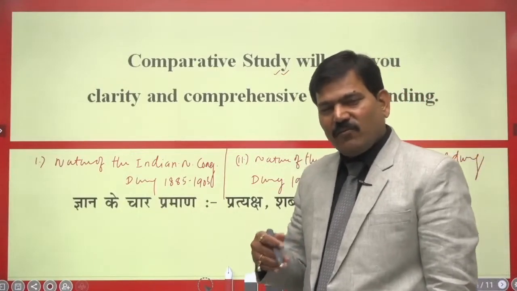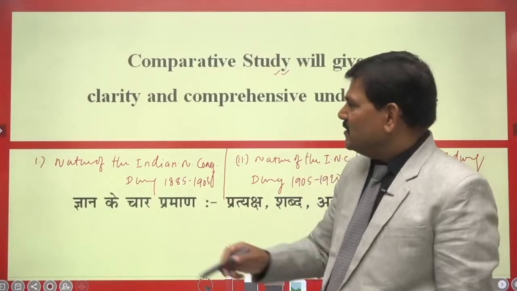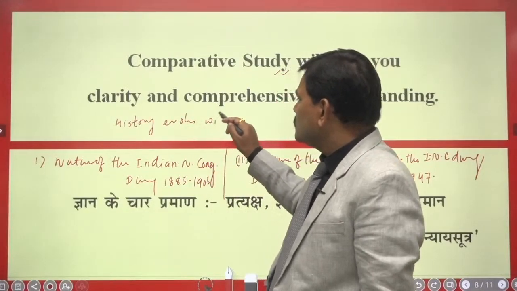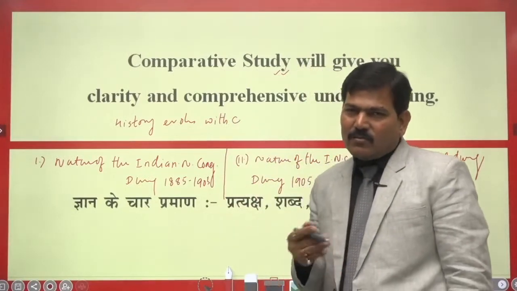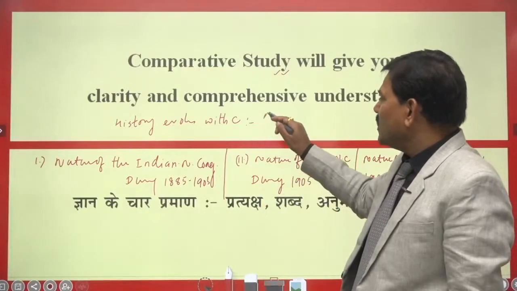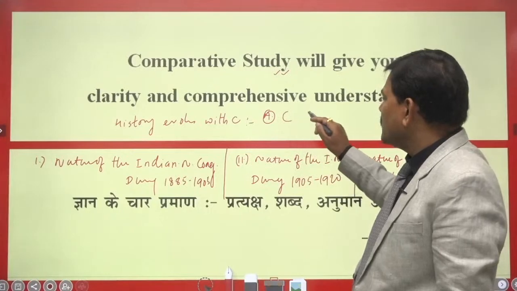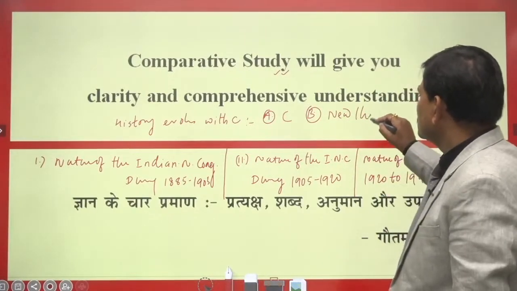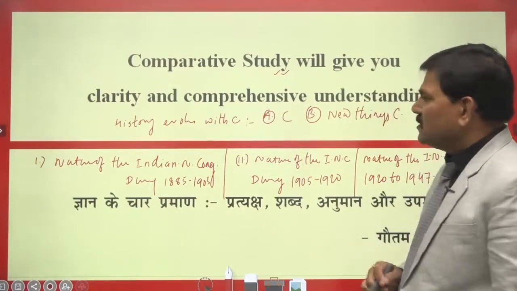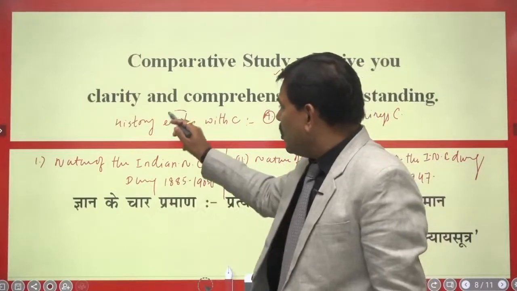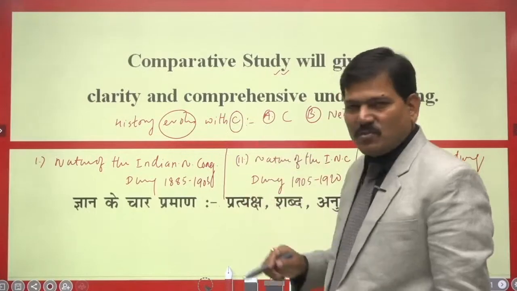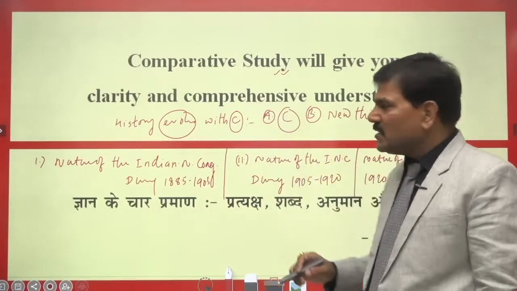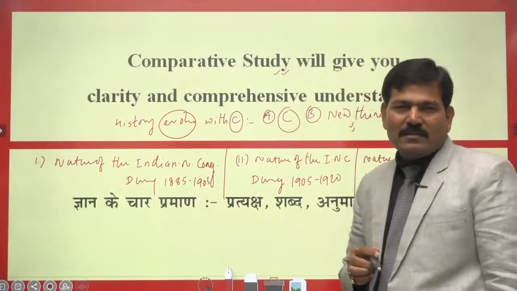History evolves with continuity, and what you will find? Number one, continuity, and number two, new things coming. History evolves with continuity. That is why we find two things in every age: continuation of the last phase and new things coming in that new age.